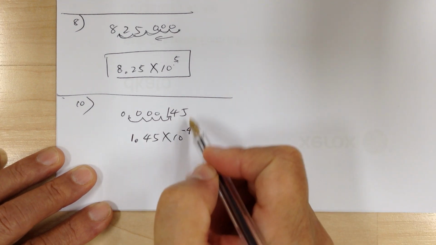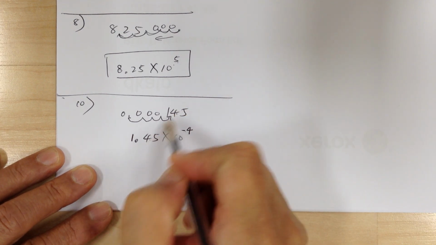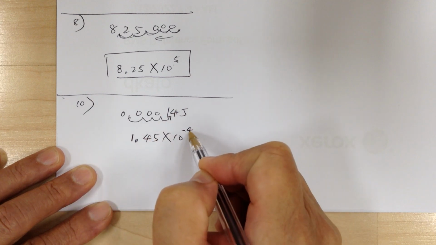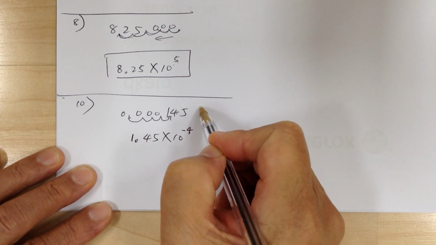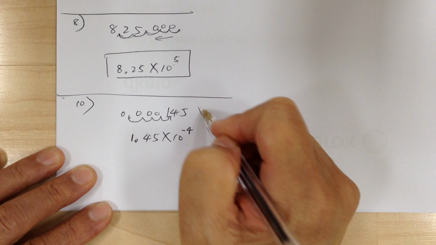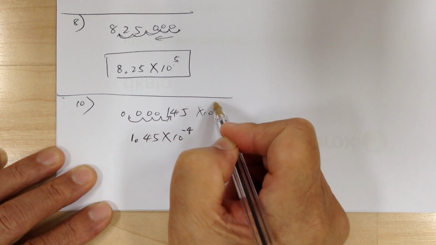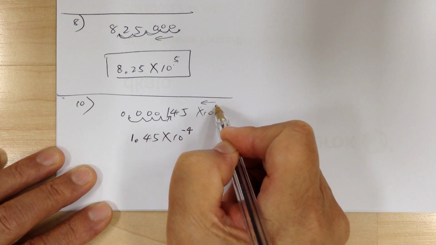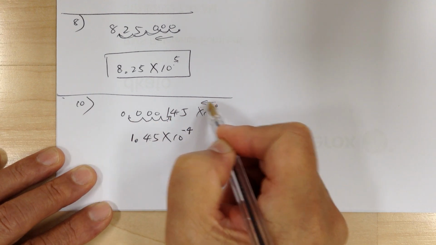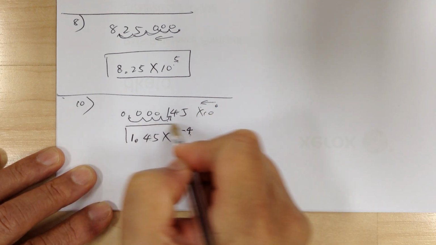And how do you know if it goes up or down? Well, see, from here to here, the number gets bigger, so the exponent has to go smaller. So right now it's times 10 to the 0, right? So if you're going this way, this has to go this way, and so from 0, you go 4 this way, it's minus 4. Okay.